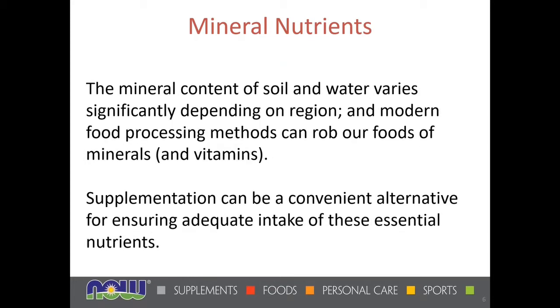Now we know that the mineral content in local soil and water is going to vary, and modern food processing often robs our foods not only of vitamins, but of minerals. So supplementation is one alternative if we can't ensure adequate intake of these essential nutrients from the diet. And it's also been viewed as kind of like an insurance policy, that we can better guarantee that we're going to get the minimal levels, at least, of essential nutrients such as these minerals by supplementing them.